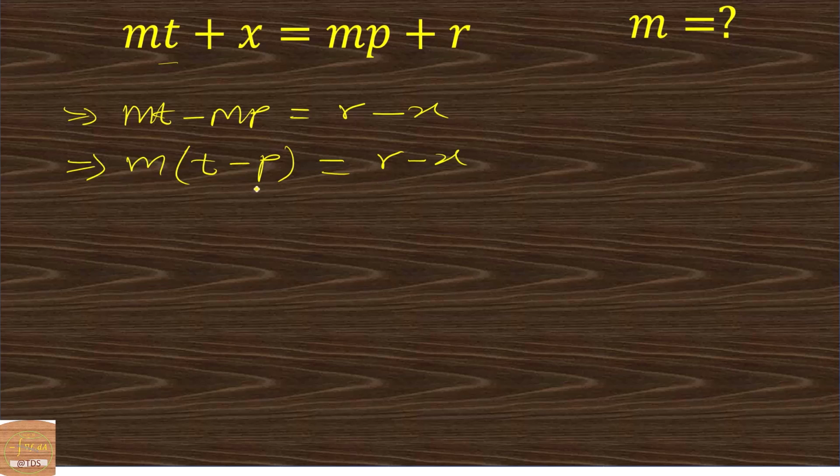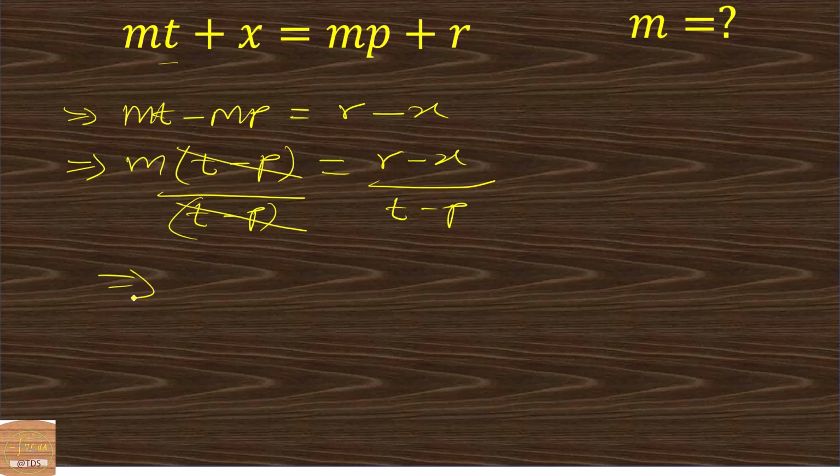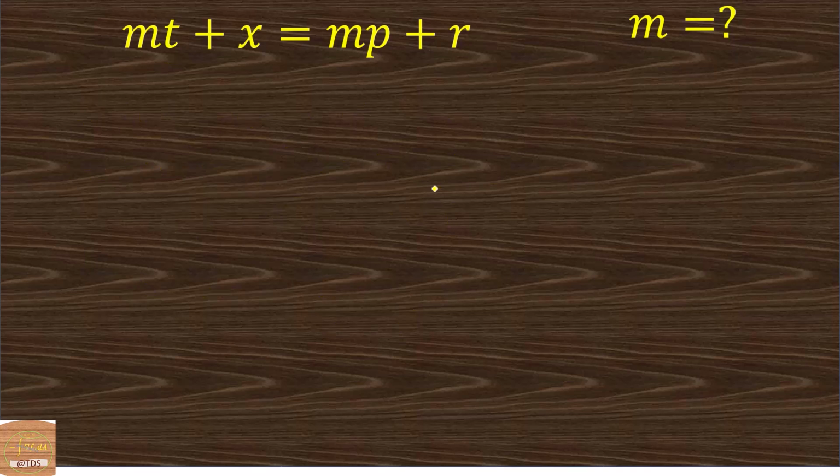Now we are after m, so we have to make sure the coefficient, or what is in front of m, is 1. So I'll divide both sides by t minus p. So this one will cancel this. I'll be left with m equals r minus x over t minus p. Alright, so that's that. It's not difficult. It's a matter of taking your time. Let's look at the next example.